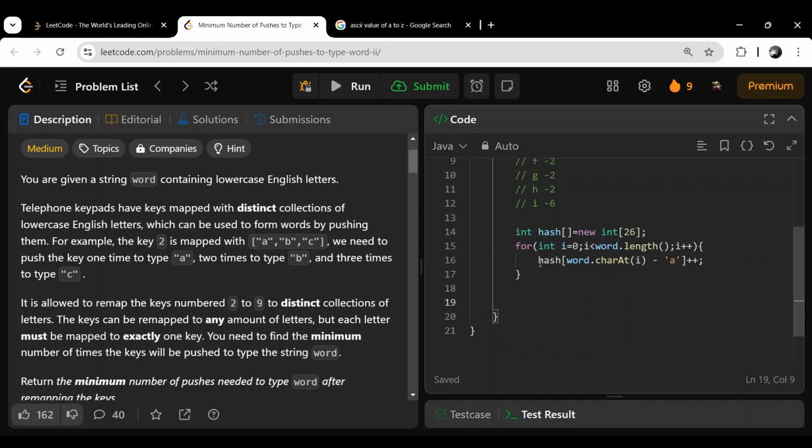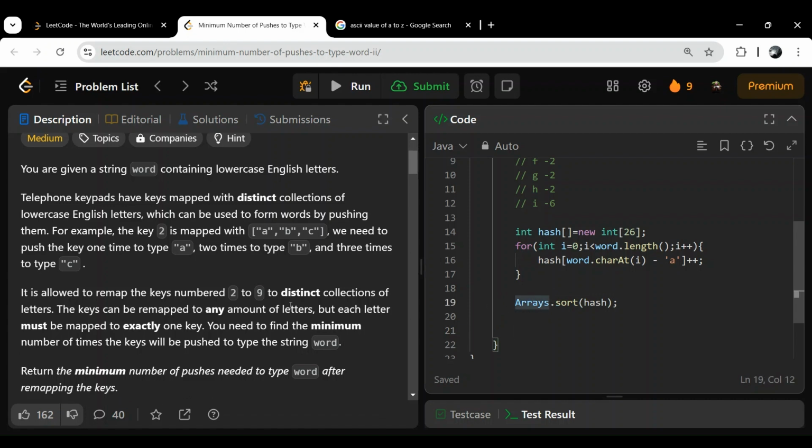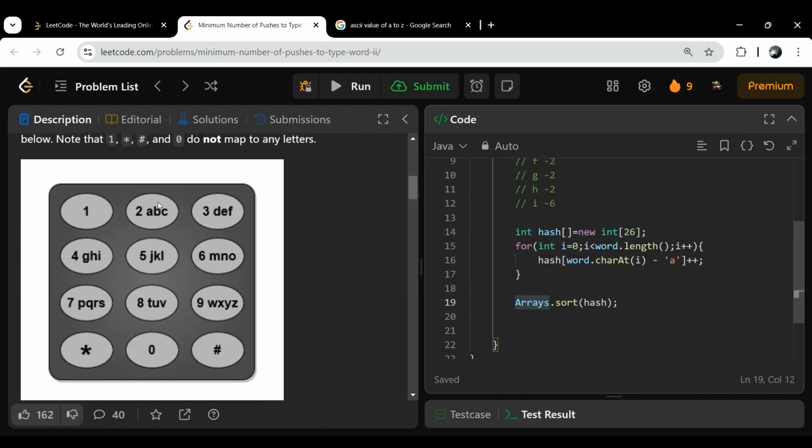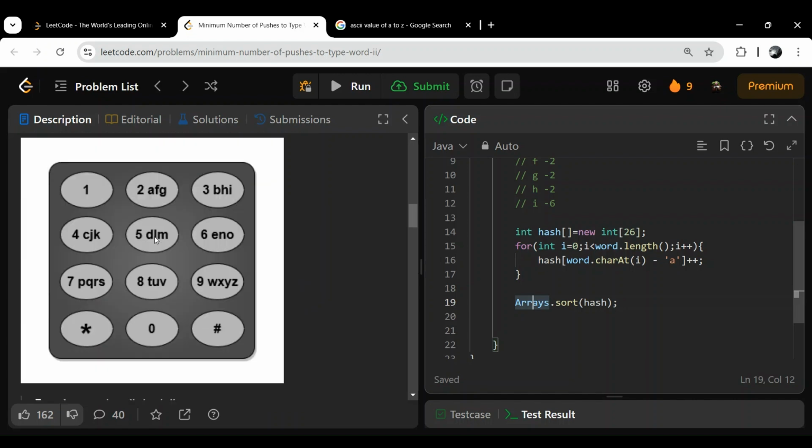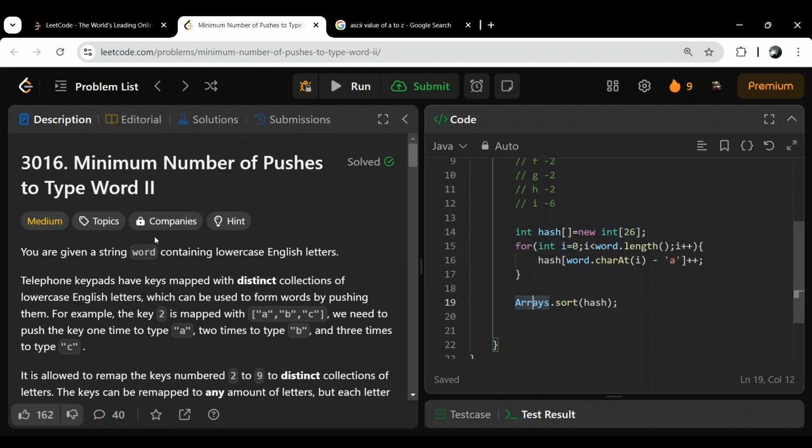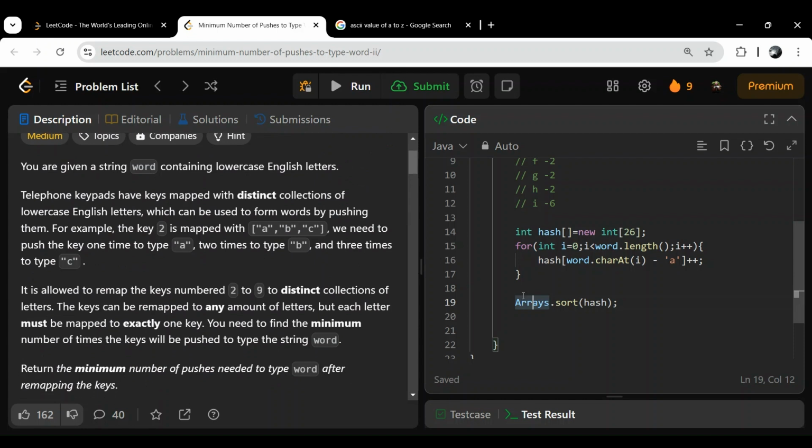Now we got our array. Now we will sort it: Arrays.sort(hash). Okay, now it is sorted in ascending order, and not all indices necessarily have characters present in our word string, right? So many indices will have the value 0. As we are sorting, initially all zeros will be there, so we will check from the last.